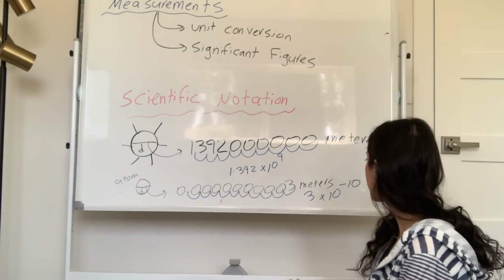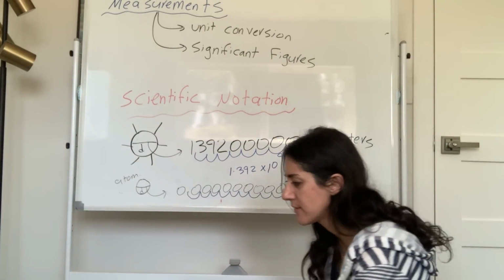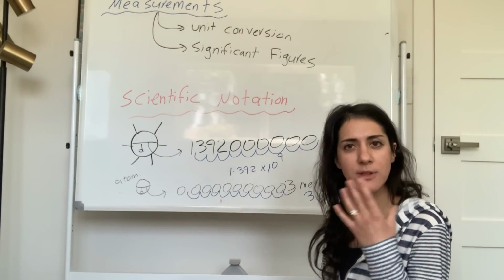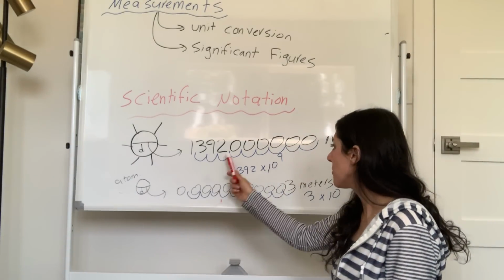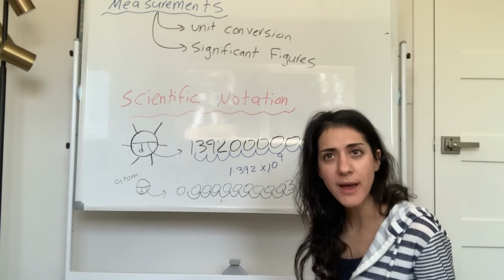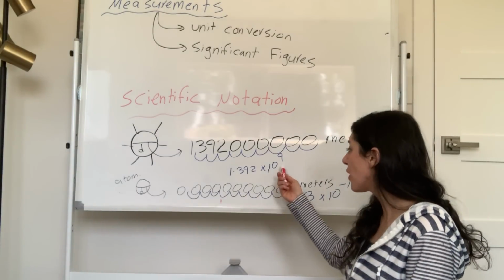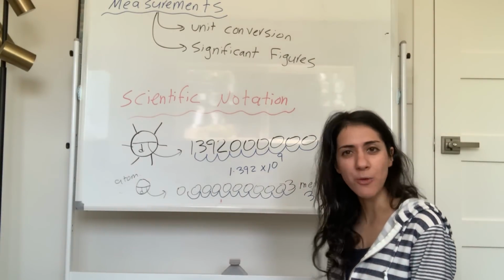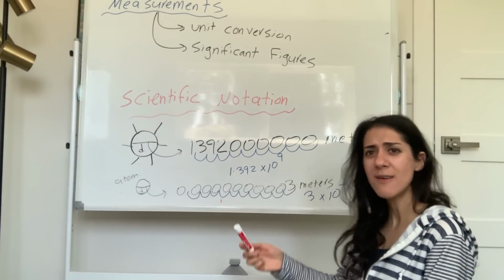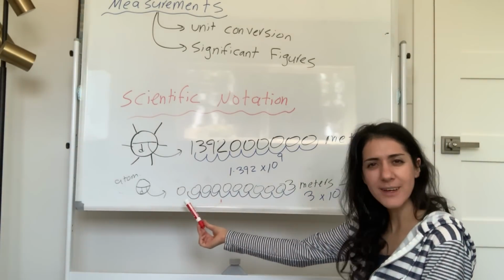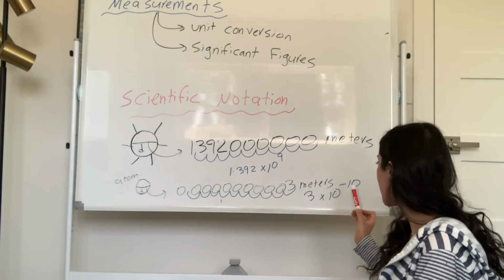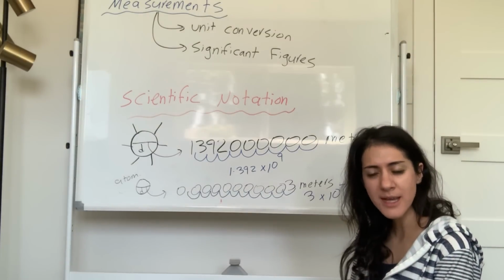Now, why is this one negative 10 and that one was positive 9? Think about it. This number is a huge number, right? If it's a huge number, it's got to be to a positive power because it's a big number. Versus this one, this is a very, very tiny number. So that's why I'm going to have the power of negative 10.